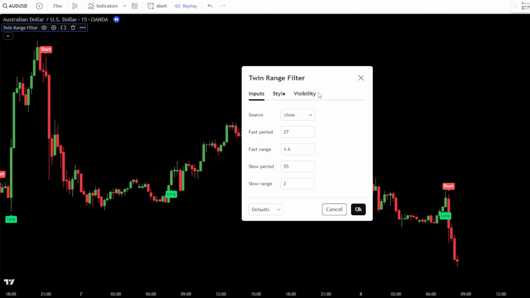In the Input tab, change the fast period value to 55. Next, change the slow period value to 35. Lastly, set the slow range value to 4. Once you've made these changes, simply click OK to save the settings.